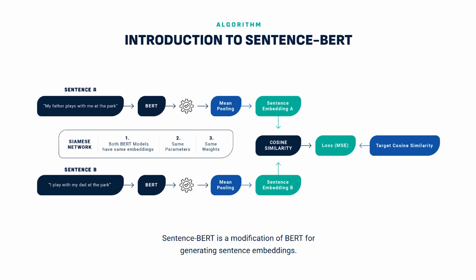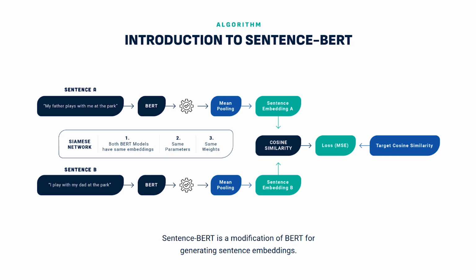BERT stands for Bidirectional Encoder Representations from Transformers. It's a deep learning model developed by Google that reads text in both directions, left to right and right to left, to deeply understand context. While BERT works well for many natural language processing tasks, it's not optimized for comparing entire sentences or paragraphs.